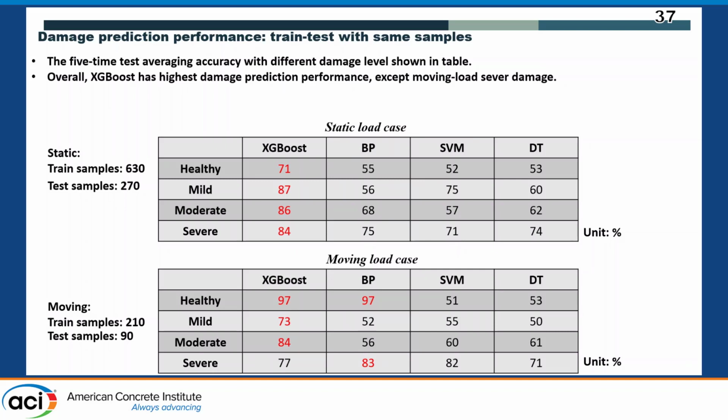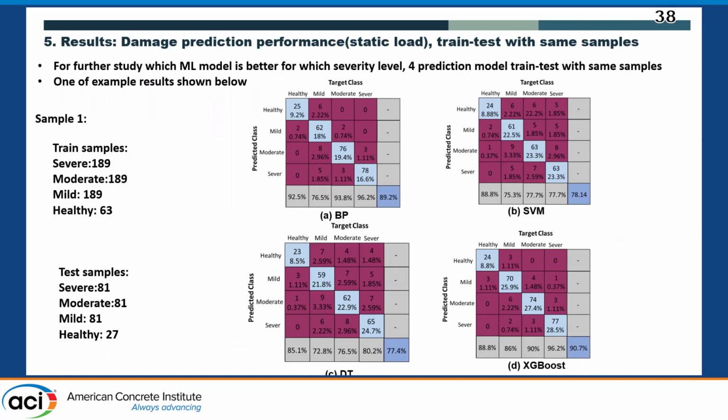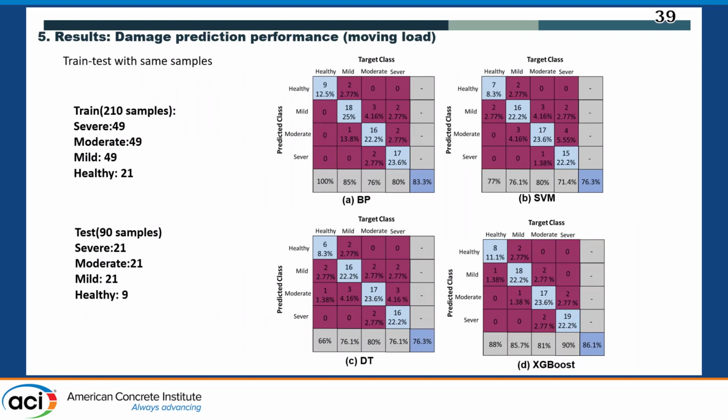We are really interested in moving node, so let's just look at moving node. Overall, XGBoost has the highest accuracy to detect and predict healthy, mild, and moderate conditions. And backpropagation, which is one of the deep learning algorithms, can find healthy and severe conditions. And this is just more information and other testing for each testing accuracy detail.